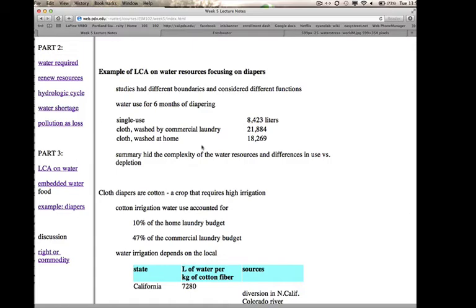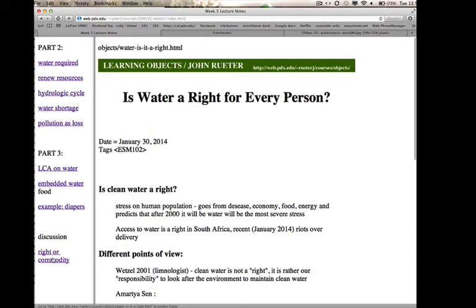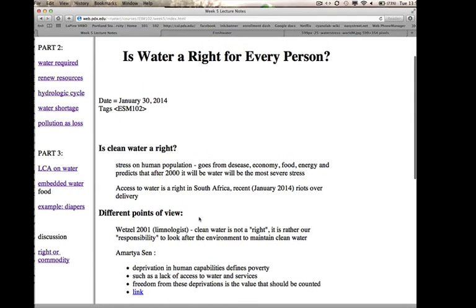All right, now a final point I want to make in this lecture is about whether water is a right for every person, and is it a human right that you're able to have a certain amount of water, or is it a responsibility? Now the point here isn't to reach an answer. My point of bringing this up is we know that clean, drinkable water is going to be a major stress on human populations across the globe. I mentioned before access to water in South Africa. It's actually in the Constitution that they are guaranteed clean water for drinking.